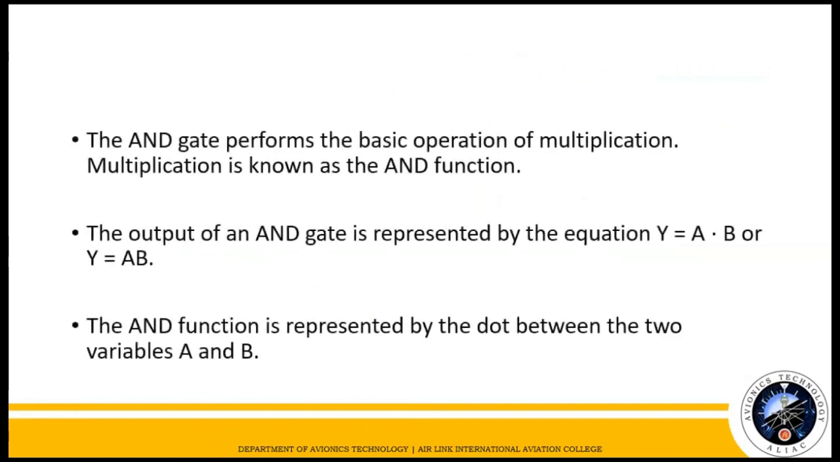So, the AND gate performs the basic operation of multiplication. The output of an AND gate is represented by the equation Y equals A times B, or Y equals AB. And the function is represented by the dot between the two variables A and B.